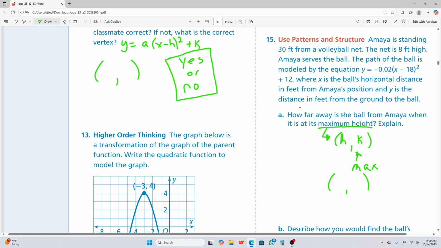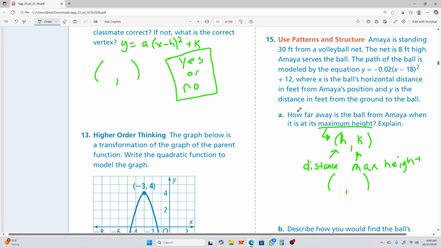So how far away is the ball from Amaya when it's at its maximum height? So that's the max height. And then that h, whatever number you get there from your vertex, that's the distance. So you're just identifying the vertex to answer that question.